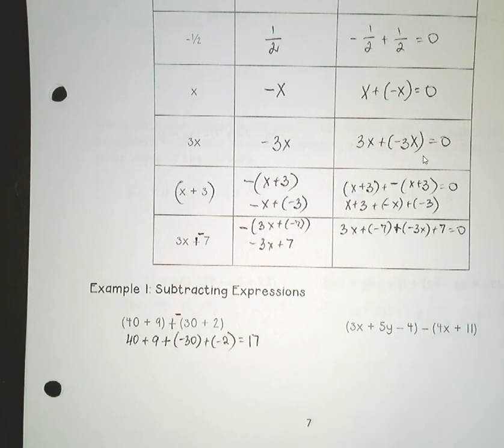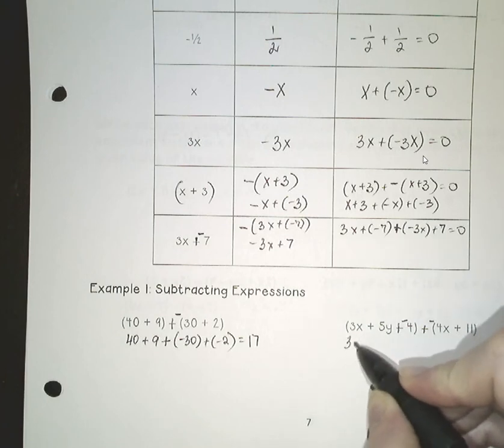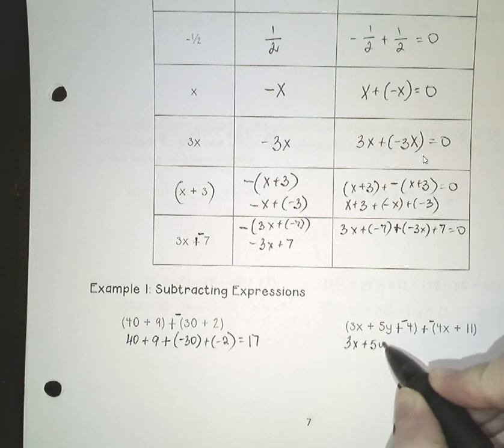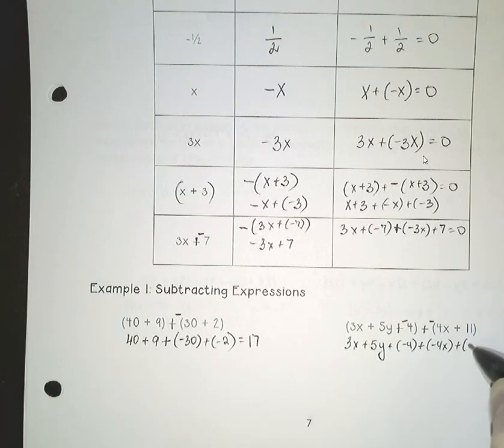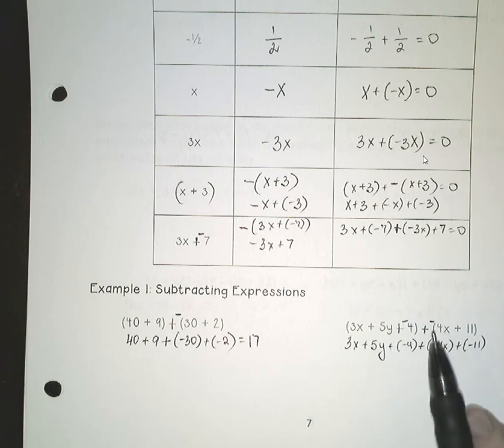So now let's look at all the subtraction and change them into addition of the opposite. Plus negative 4 plus the opposite of this sum. So now when I open my parentheses and change them all into addition problems, I will see the following. 3x plus 5y plus negative 4 plus negative 4x plus negative 11. The opposite of the sum equals the sum of the opposites.